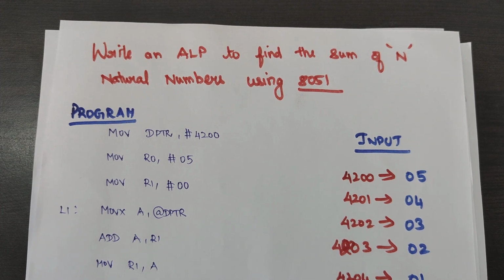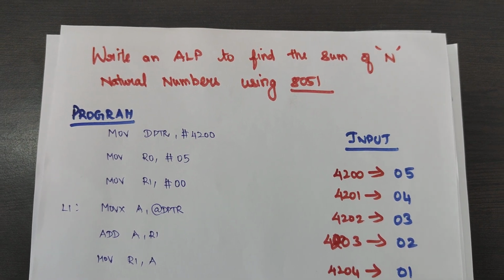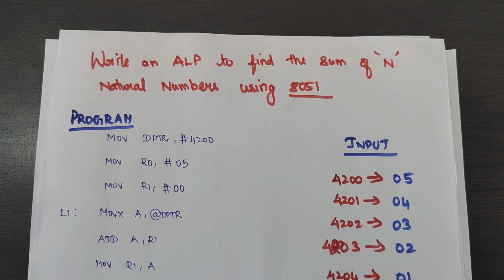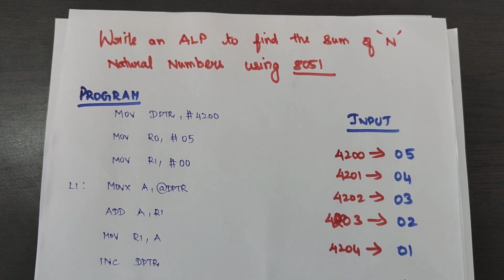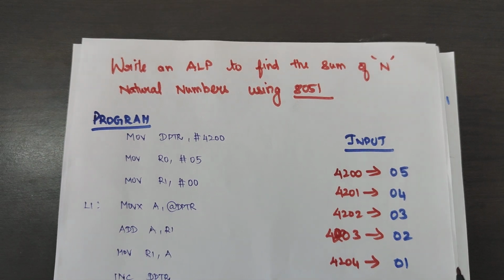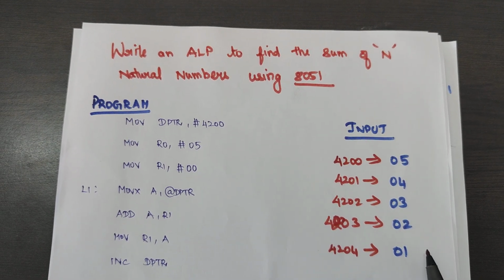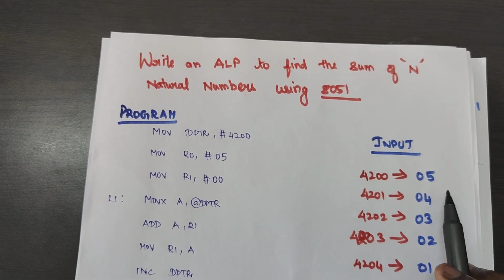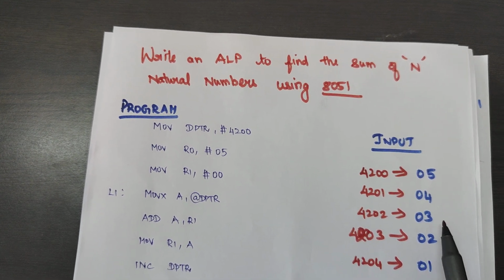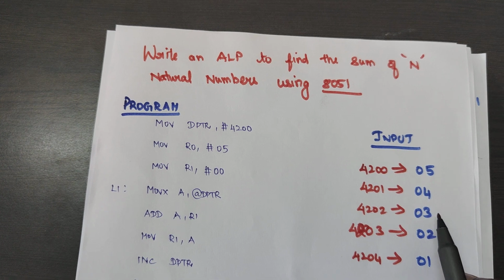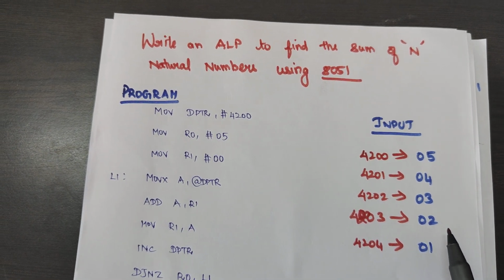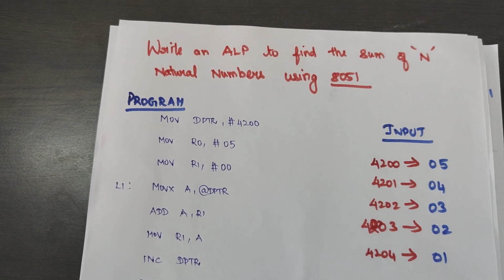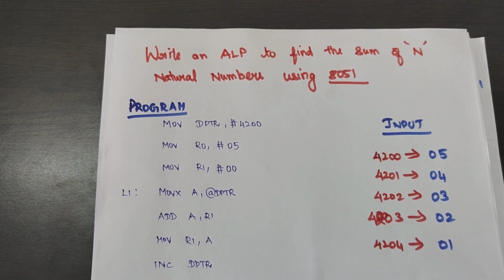Hi guys, today we'll discuss how to write an assembly language program to find the sum of n natural numbers using 8051. So the concept is, in your memory I have loaded a set of 5 data, and you have to find out what the sum of these will be. First I am going to add the first two data. With this sum I am going to add the next data, and with this sum I will add the next data. With this sum I will add the next data. So this will be my concept for the sum of n natural numbers.